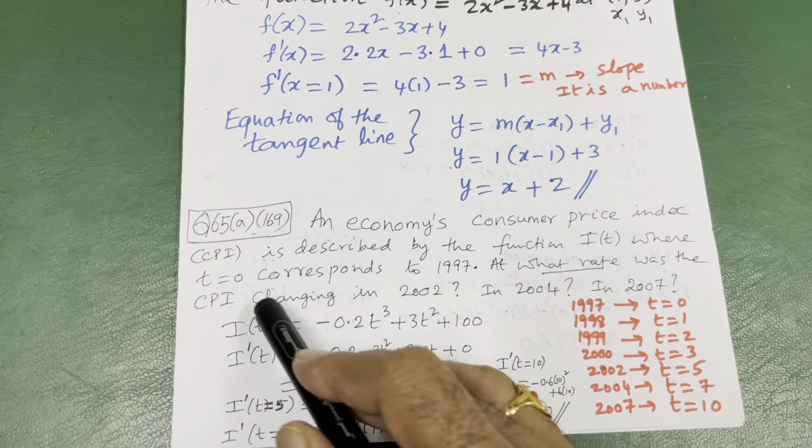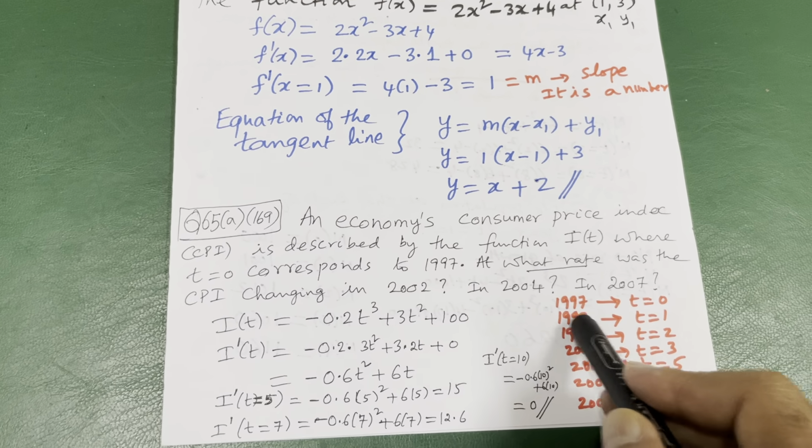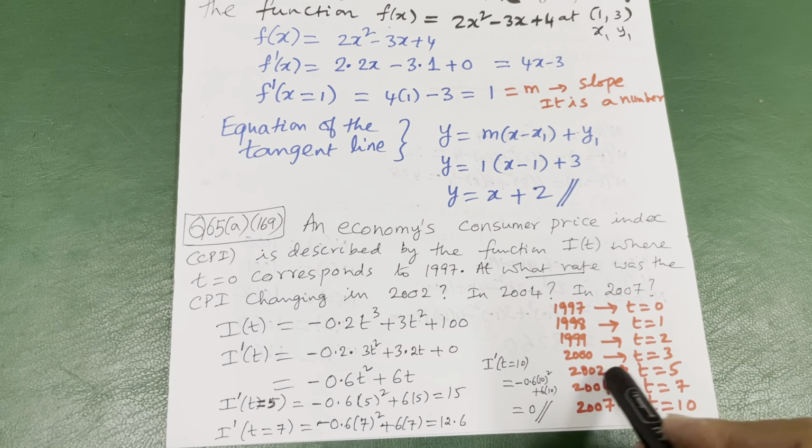What we have to put? T is equal to 0 represents 1997. T equal to 1 is 98. T equal to 2, 99. T equal to 3, 2000. T equal to 5, 2002.